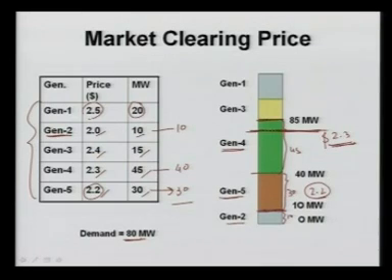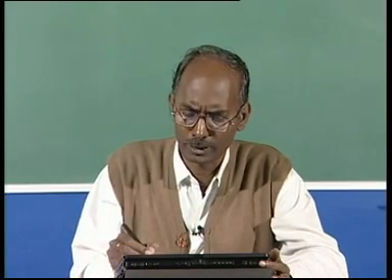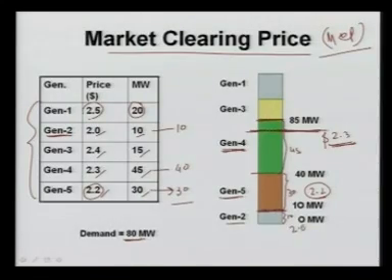So in uniform market clearing price, this is called MCP. The price which is set by the last dispatched generator will be given to all the generators, and this is called uniform market clearing price. This is highly debatable. People say, why? If this generator is willing to sell at 2 rupees, why are we giving a higher value? He should take only 2 rupees.